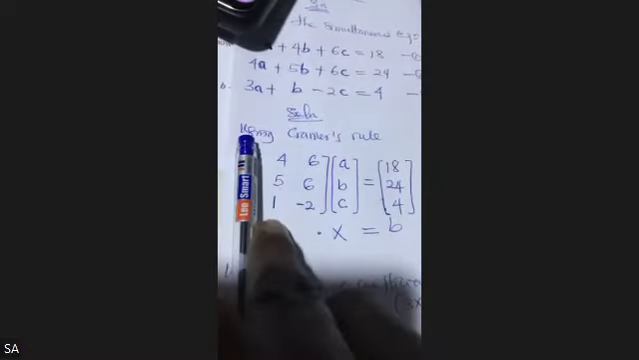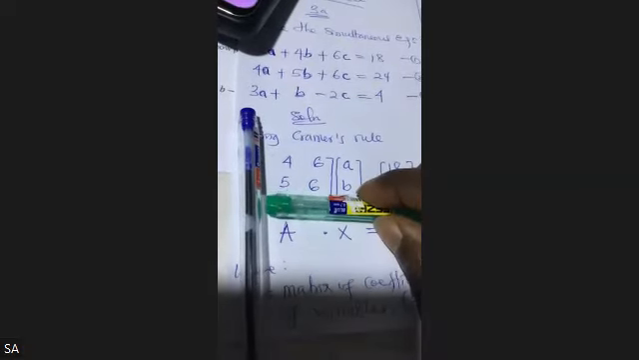So I'll go again. I'll pick the minor of 3. The 3 occurs on this column, and then on this row. So it's 4, 6, 5, 6.